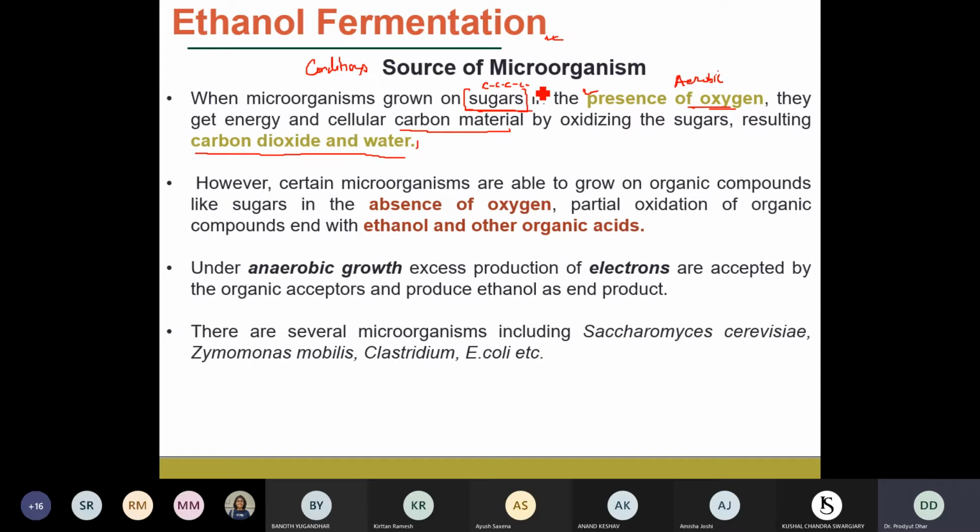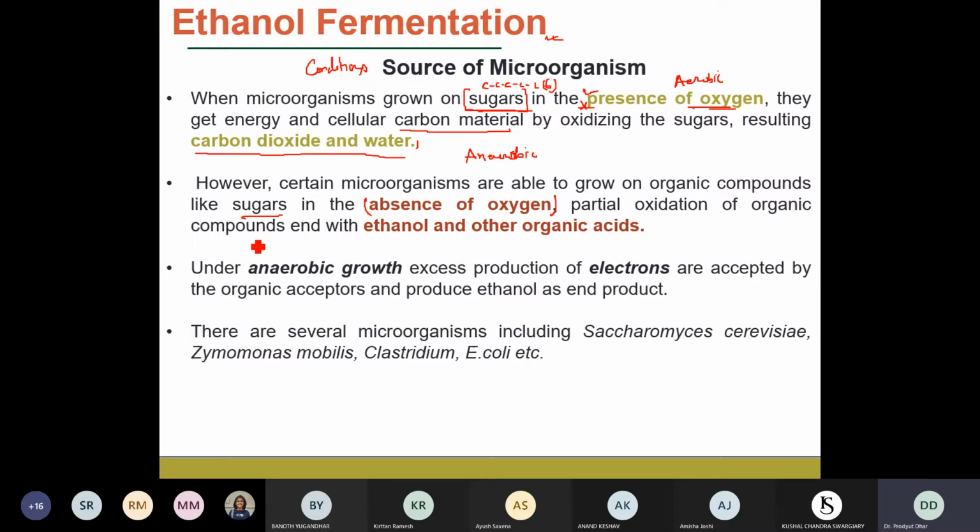So all the carbons, the six-carbon ring in the case of glucose, for example, are oxidized into carbon dioxide and water because of the presence of oxygen. But some microorganisms are anaerobic in nature, which means they grow in the absence of oxygen. Those microorganisms also utilize sugars as their carbon source, but this leads to partial oxidation of the compounds because oxygen is not present. So whatever sugars are there, they are partially oxidized into some other form of compounds.